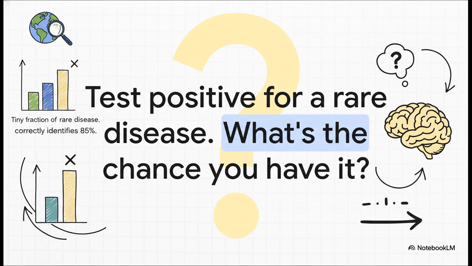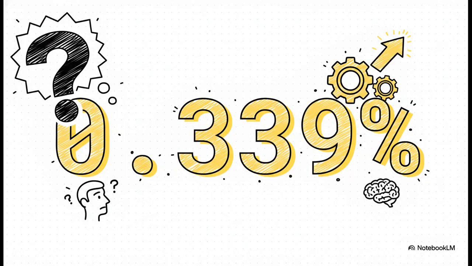Your intuition is probably screaming something like, well, it's got to be around 85%, right? The actual answer is less than half of 1%. Yeah. Shocking, isn't it? It feels completely, totally wrong. So what on earth is going on here? How can our intuition be that far off?